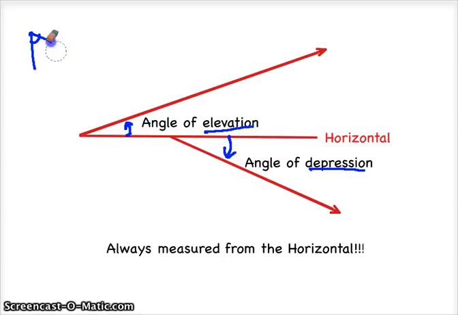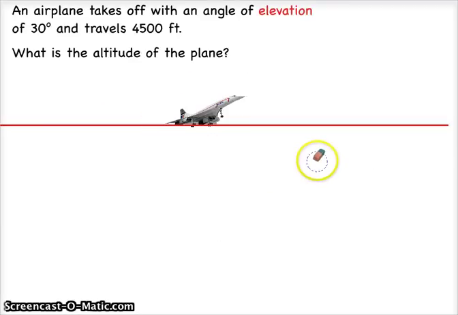So when it comes to application problems, you might see a problem such as this. An airplane takes off with an angle of elevation of 30 degrees and travels 4,500 feet. So what is the altitude of the plane? The first thing we need to imagine is where that plane is heading. So it's going to take off from where we are here, forming a nice right triangle.